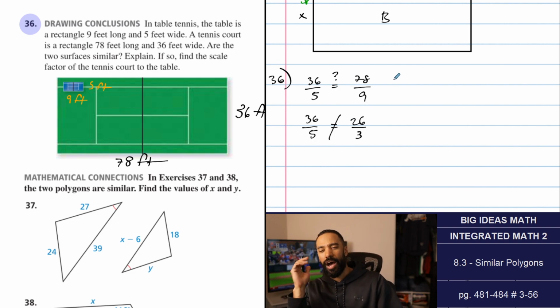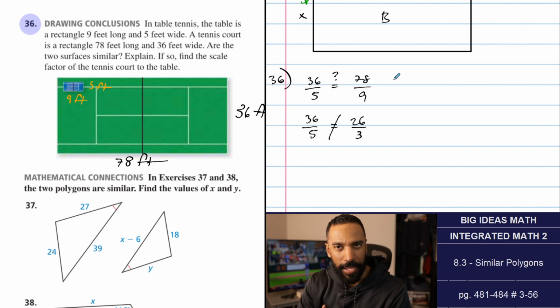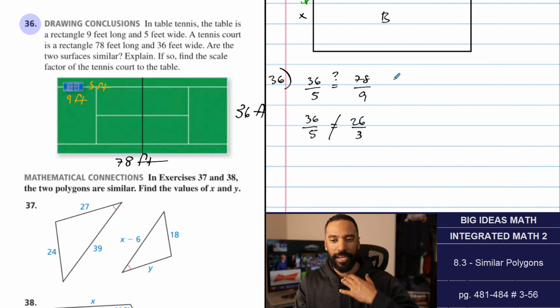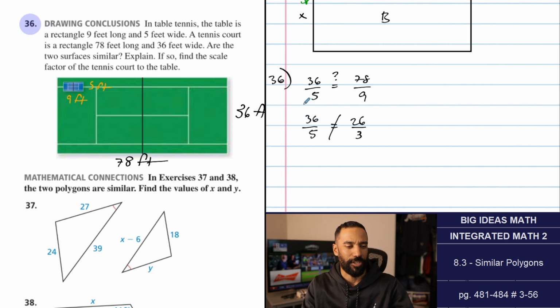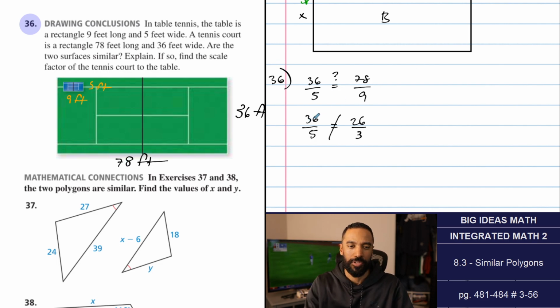Not the same. I just went straight reduction only. Now, 26 over 3 is just a hair under 9. 36 over 5, that's not even close. In fact, it doesn't even look close. 36 is less than half of 78, and 5 is more than half of 9. No, this was never going to be close.